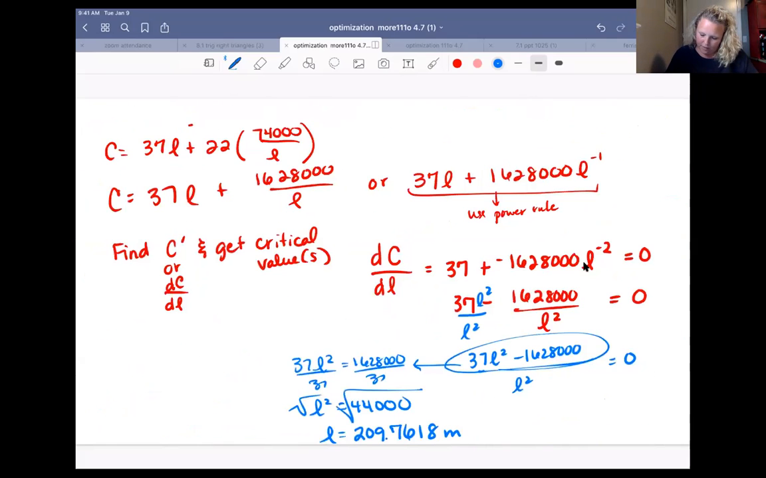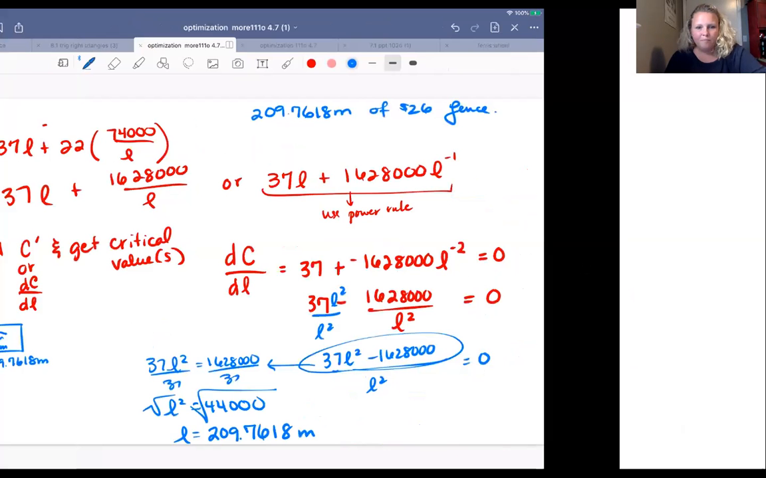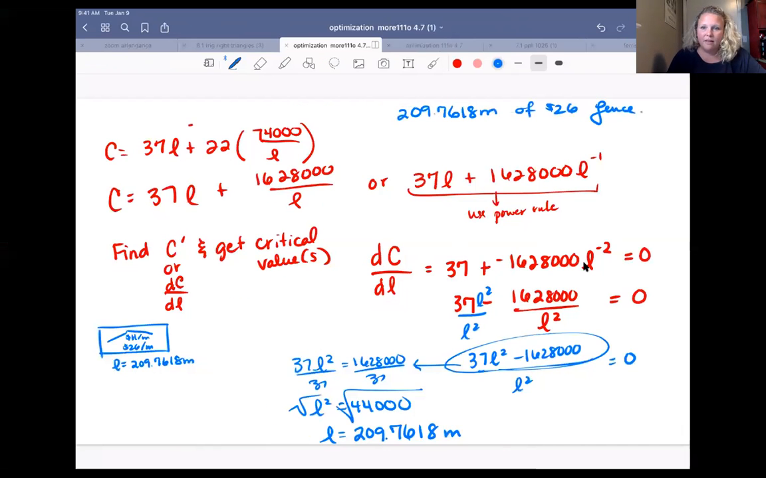So using this information, here's the picture. This costs 26 per meter. These three cost 11 per meter. And right now, this side is 209.7618 meters. So I definitely know for sure that I need 209.7618 meters of the expensive $26 fence. That's one of the questions, probably the first question. The second question is how much of the $11 fence do you need?